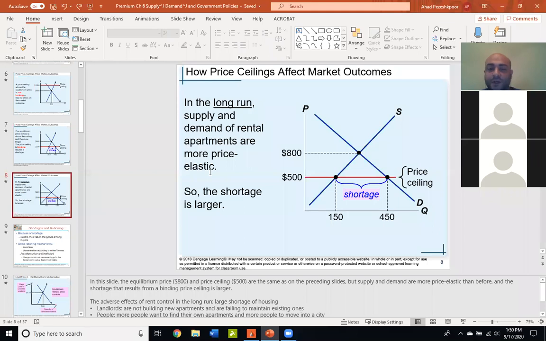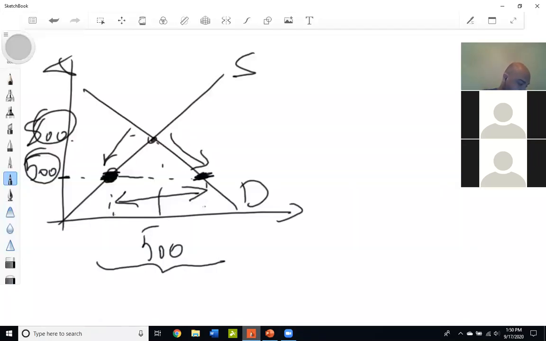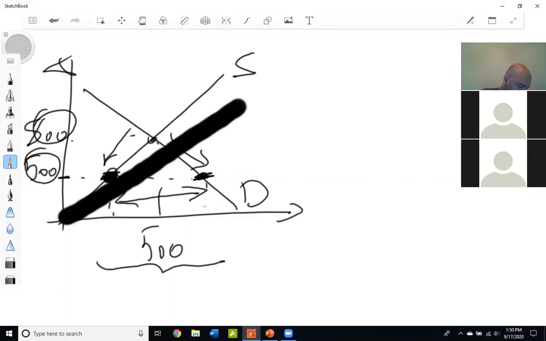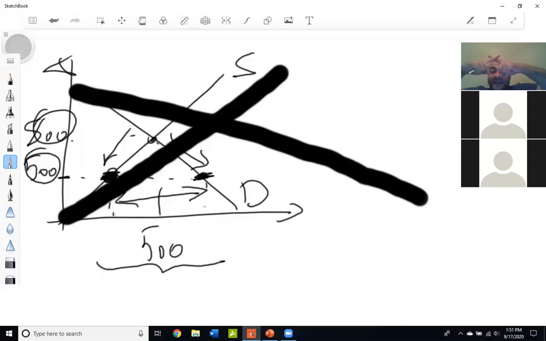And to make it even worse, as time goes by, remember, in the long term, elasticities are bigger. Supply and demand will be more elastic. So in the long term, this is what happens. Supply would be more like this, demand would be more like this. It will be more elastic.